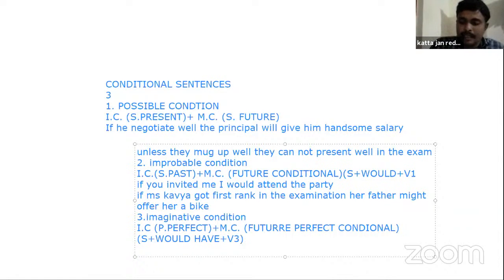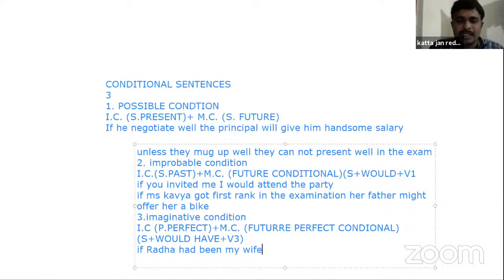See, let us have examples for this. If Radha had been my wife, I would have been happy.